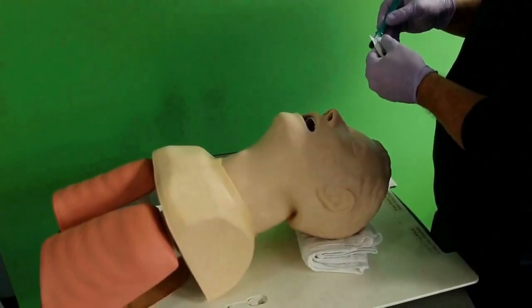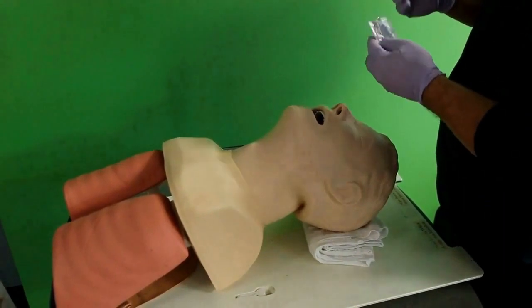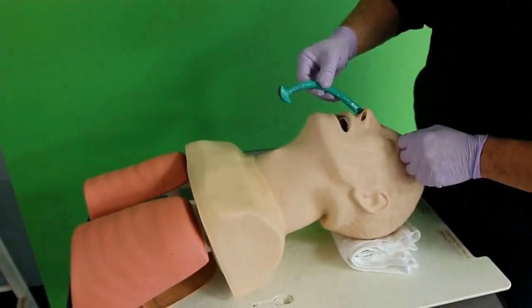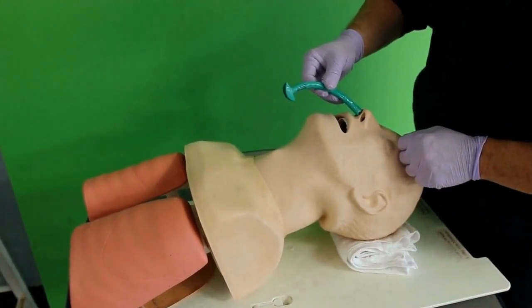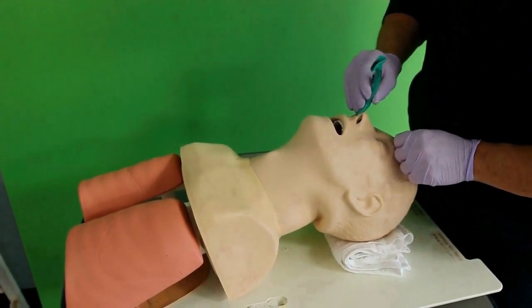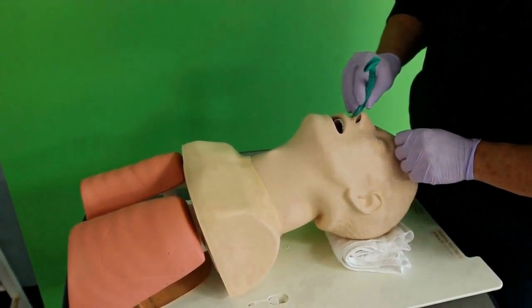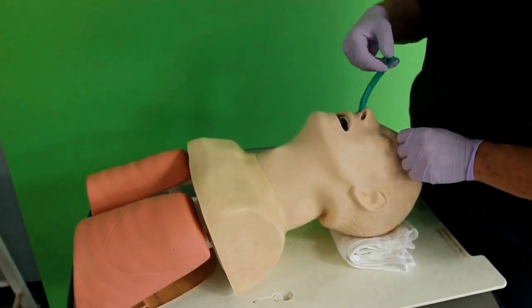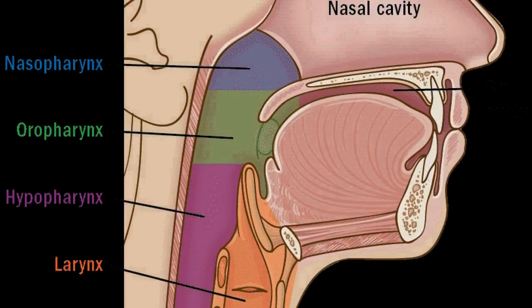Before insertion, lubricate the NPA with a water-soluble jelly. When inserting the NPA, make sure the beveled side is toward the nasal septum. Otherwise, the sensitive tissues in the anterior nose might be injured, causing a nosebleed. Rotate the NPA back and forth as needed to advance it. Keep in mind that the opening into the nasopharynx is in the posterior direction.